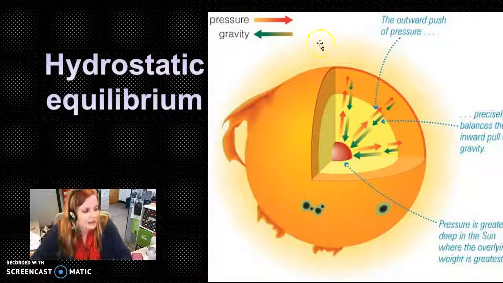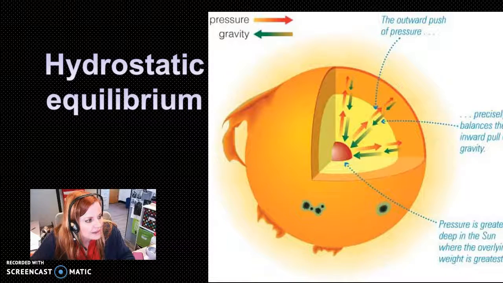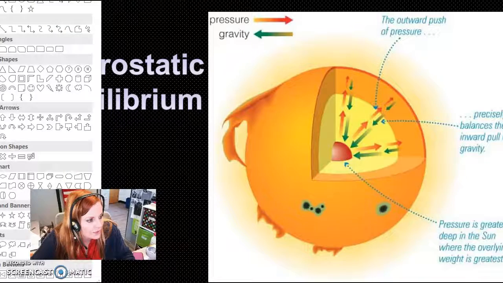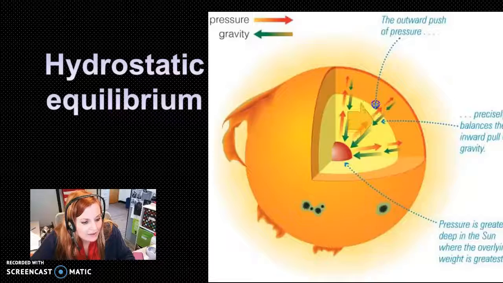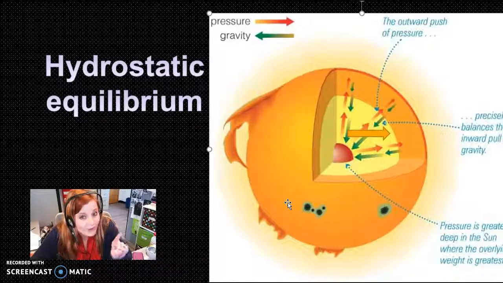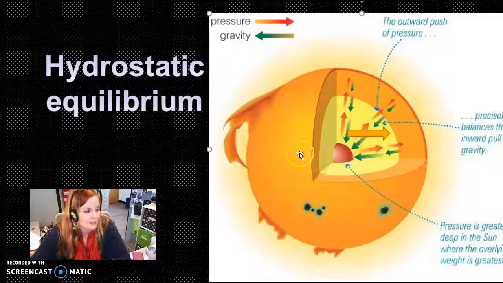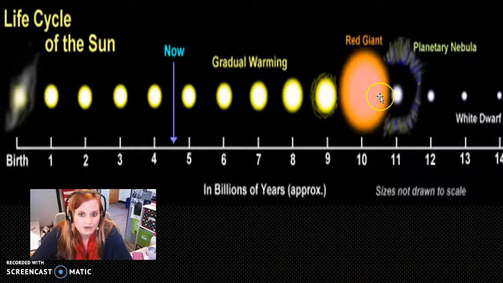So now suddenly these arrows inside are bigger than they were before. I'm going to draw another arrow here with my fancy tools. So we're going to add another arrow pointing outwards here. So we get a bigger arrow. So the star expands. And that's where we see this red giant.